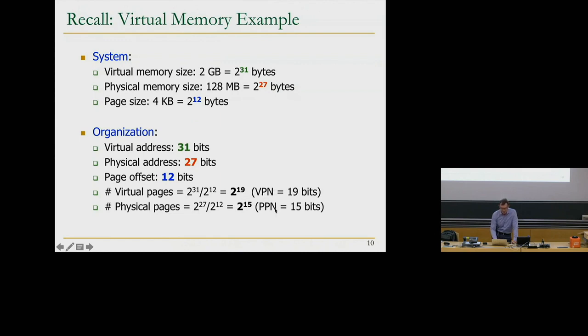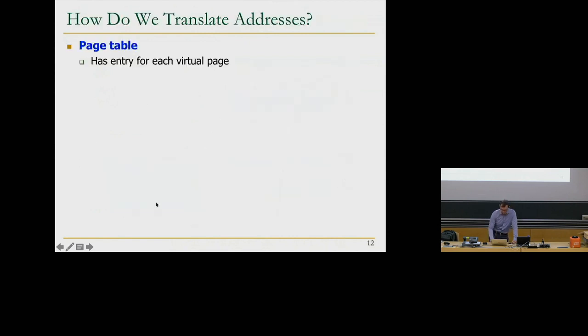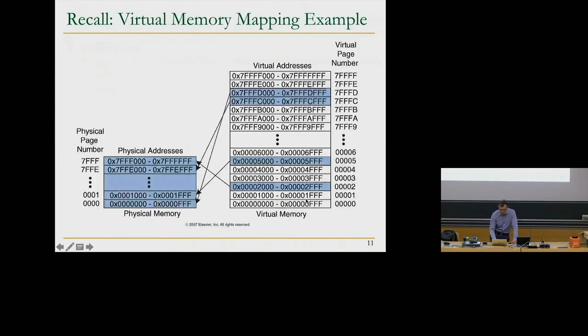Virtual page number is 19 bits, physical page number is 15 bits. And this is the mapping for that sort of memory. Basically, this is your physical memory on the left in this case, and your virtual memory on the right. You can see that this is 2 to the 31 bytes. And you can see the virtual page number over here. This is page number 0, page number 1, page number 2.